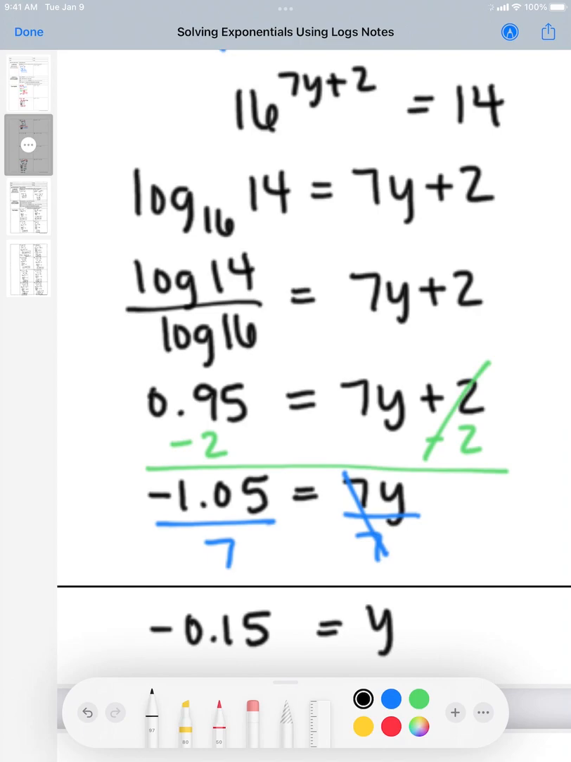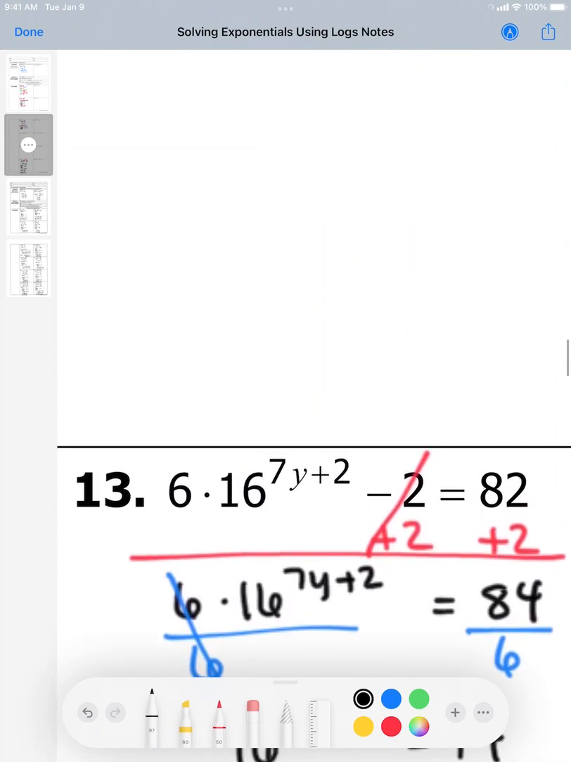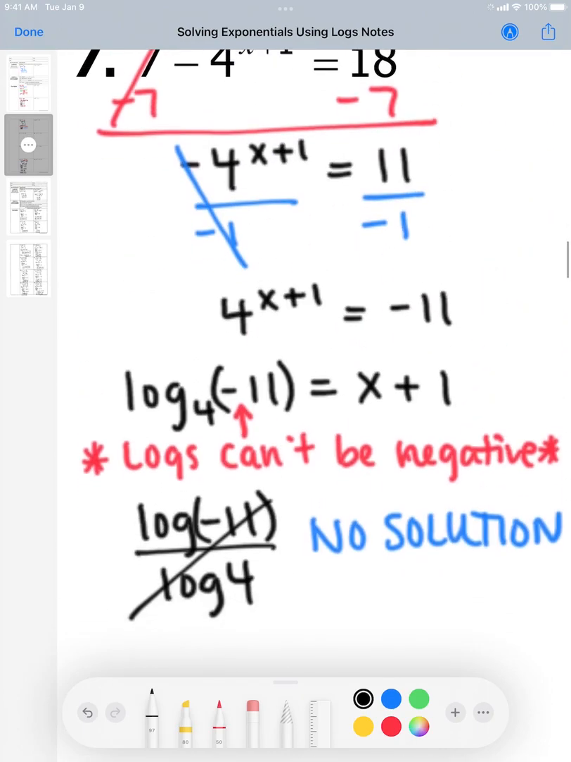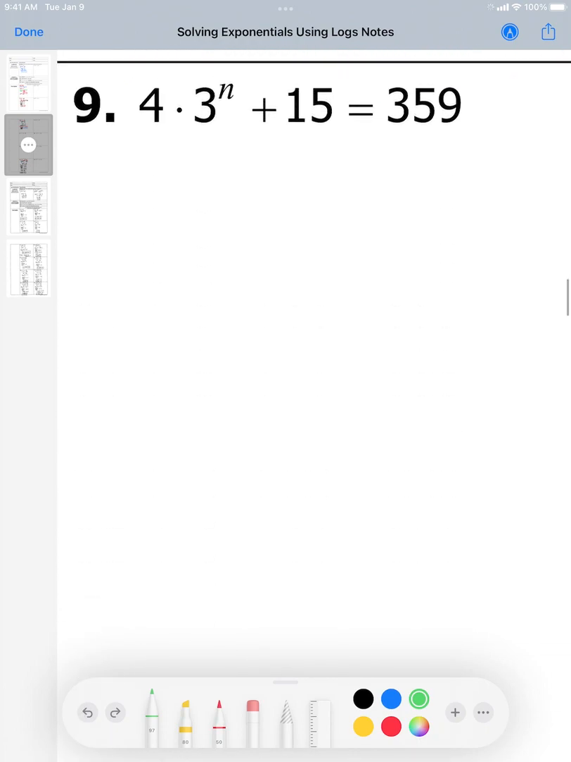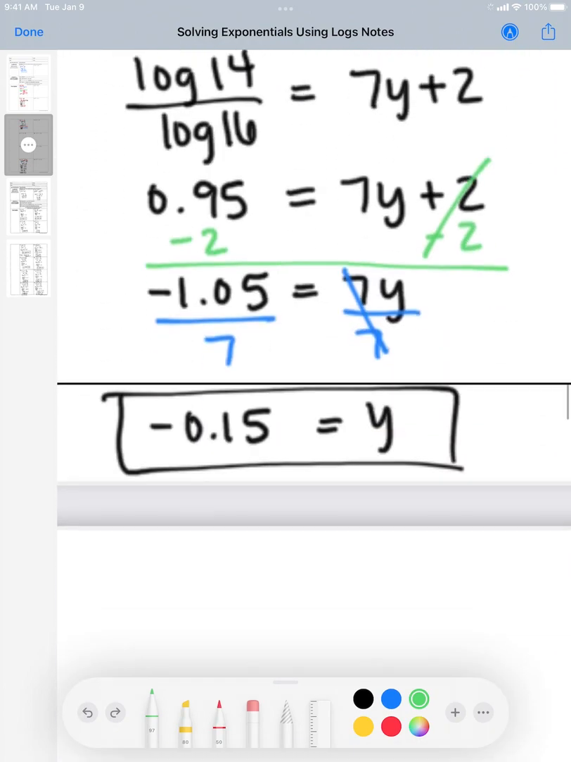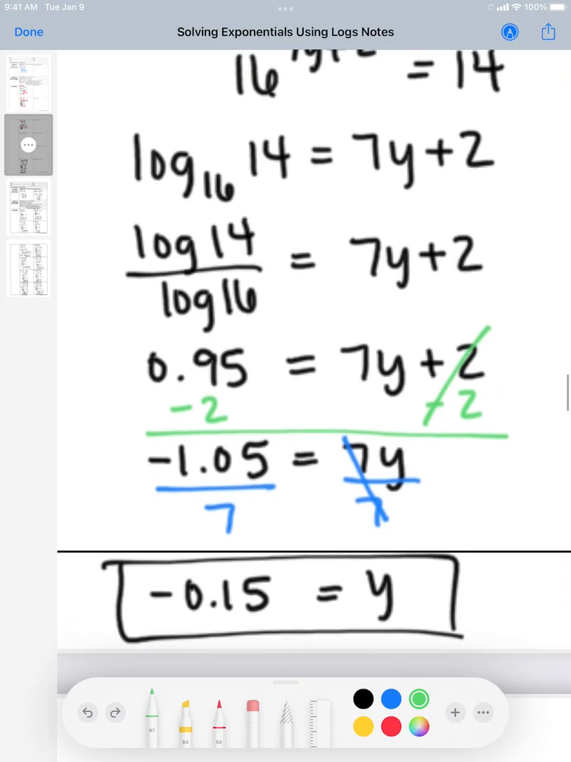Okay, possible, let's check it. Even though our solution is negative, that's okay. Is it in a log? No, this is a possible solution. It could be negative. The only time that it cannot be negative is when it's literally, let me show you back up here, when it's literally inside the log. Do you see how the negative 11 is inside the log? That's when you say no solution. But a solution can be negative, okay?